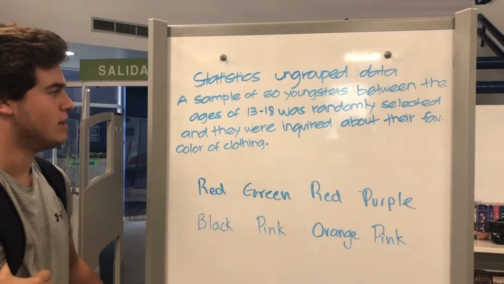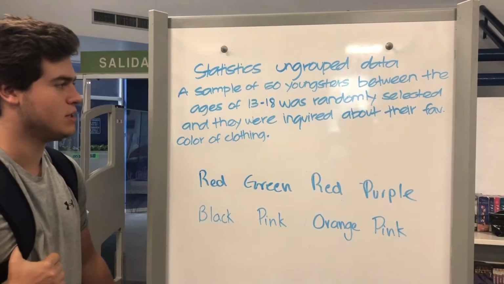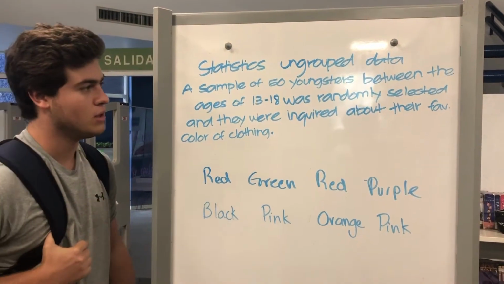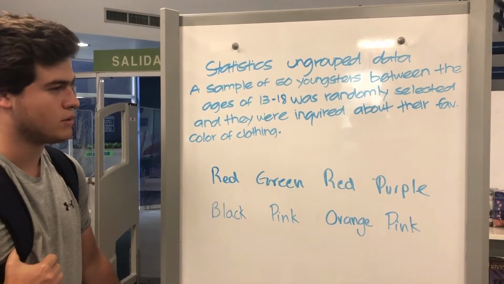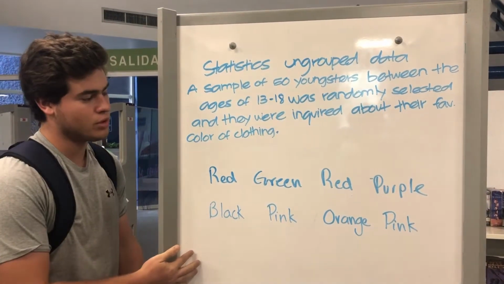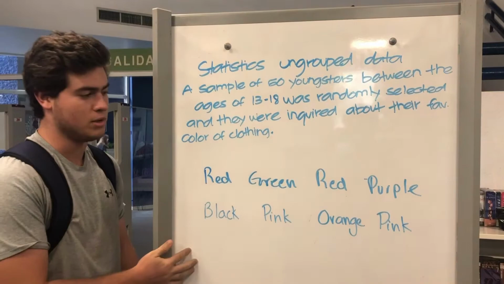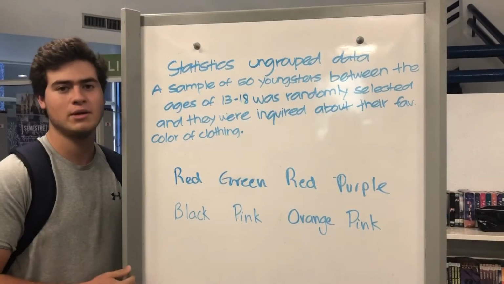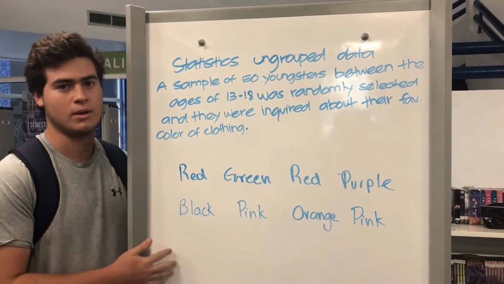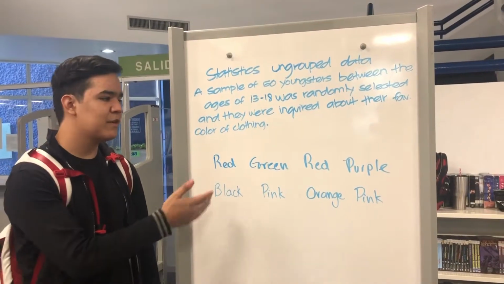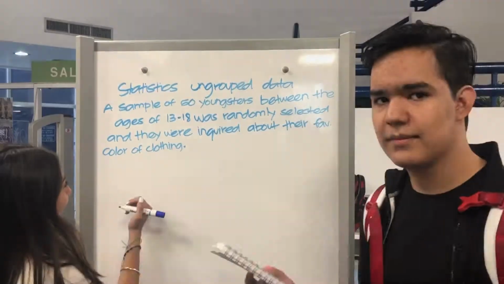Statistics and grouped data. A sample of 50 youngsters between the ages of 13 to 18 years old was randomly selected and they were asked about their favorite color of clothing. This set of data we are going to be analyzing is qualitative nominal. Qualitative nominal is when this set of values doesn't have an order or numerical value. This is just a part of the set that we're going to be analyzing.